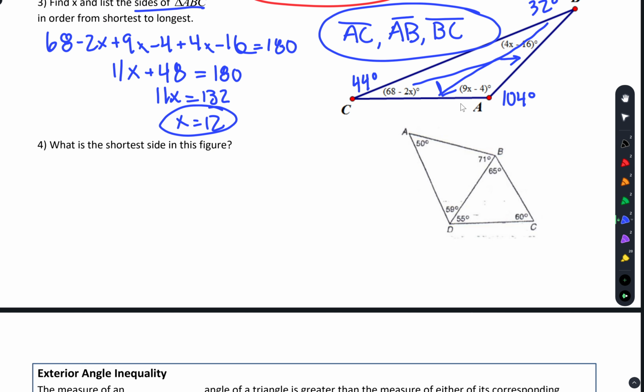If I just look at this diagram and I'm thinking, okay, smallest side, smallest angle, what do you think the smallest side would be based on what the smallest angle is? I'm going to tell you you're going to be wrong, but just tell me what you think the smallest one is. What's the smallest angle in this whole diagram?